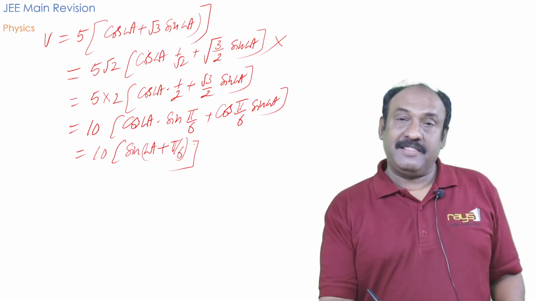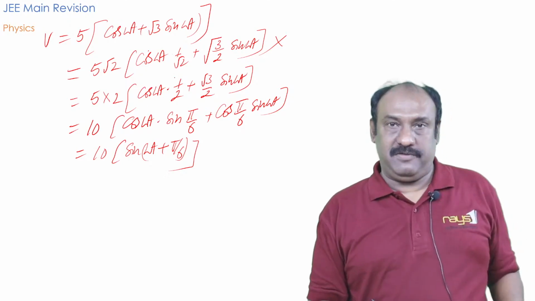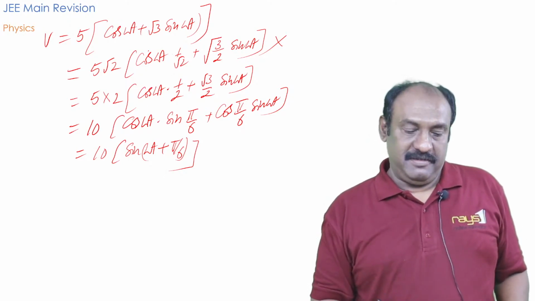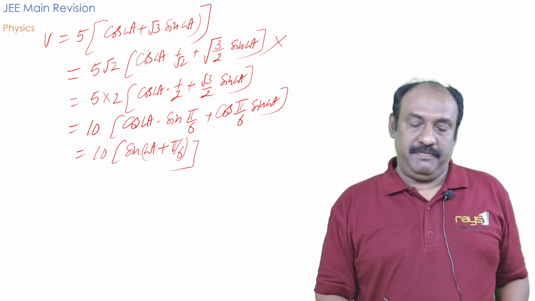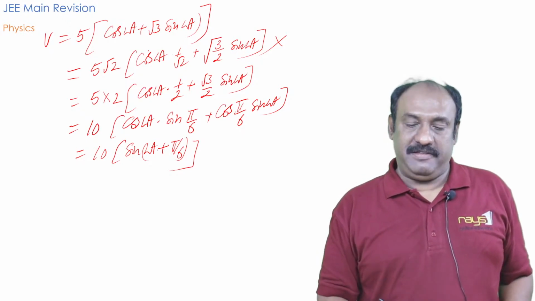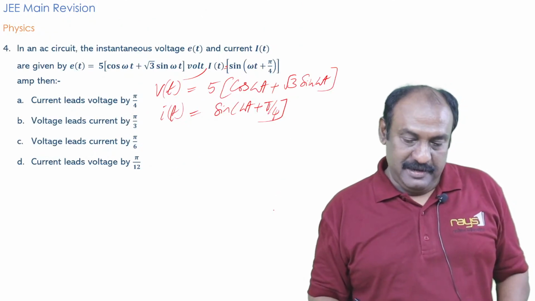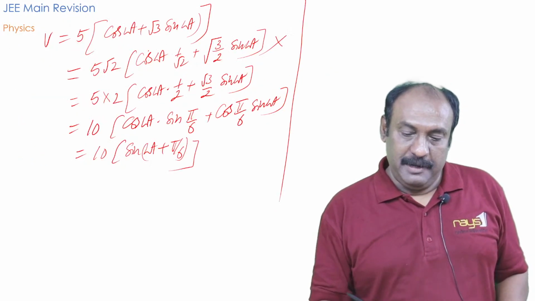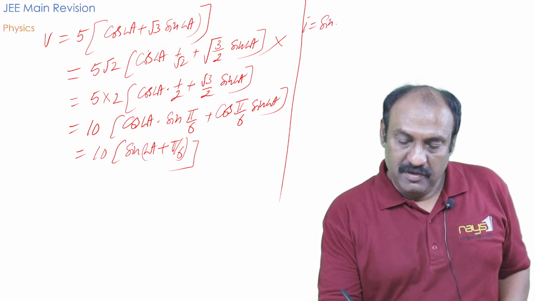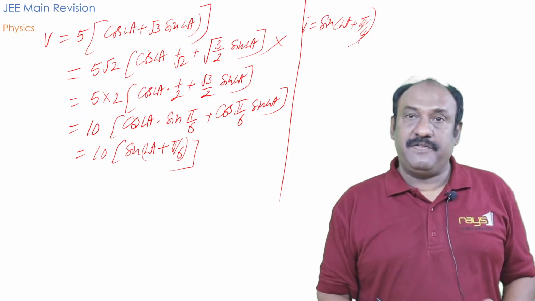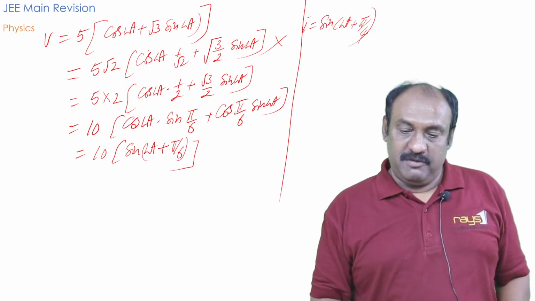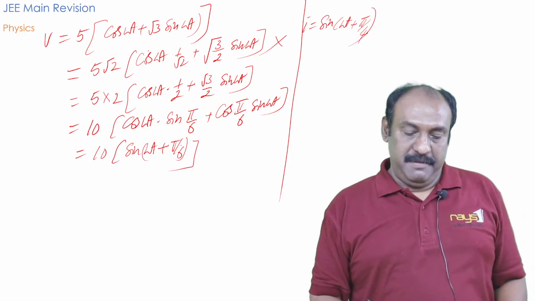So pi by 6, since sin 30 is 1 by 2. So this is the equation for voltage variation with time, sin of omega t plus pi by 6. But the current equation is given here: current is sin of omega t plus pi by 4. So what is the phase difference between these two? The phase pi by 6 is less than pi by 4 here.